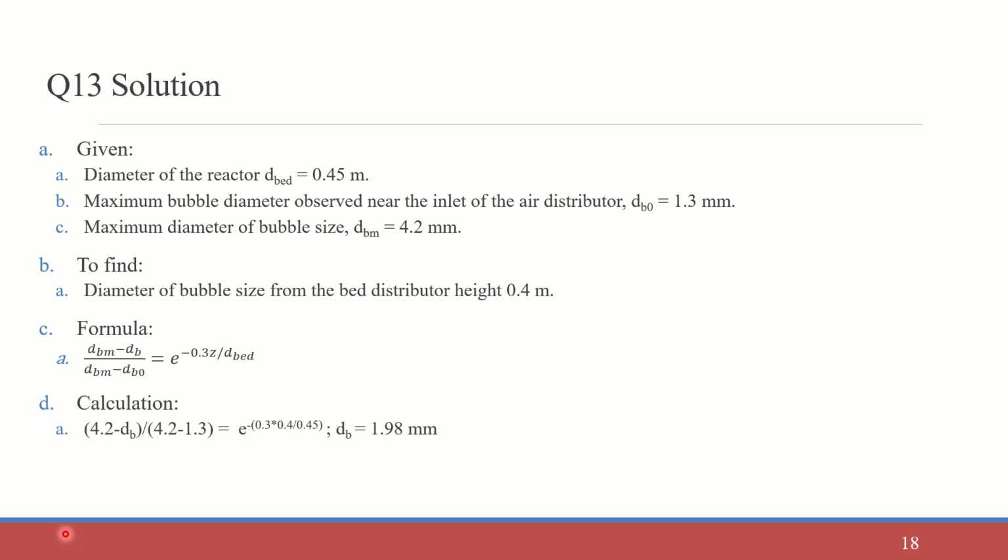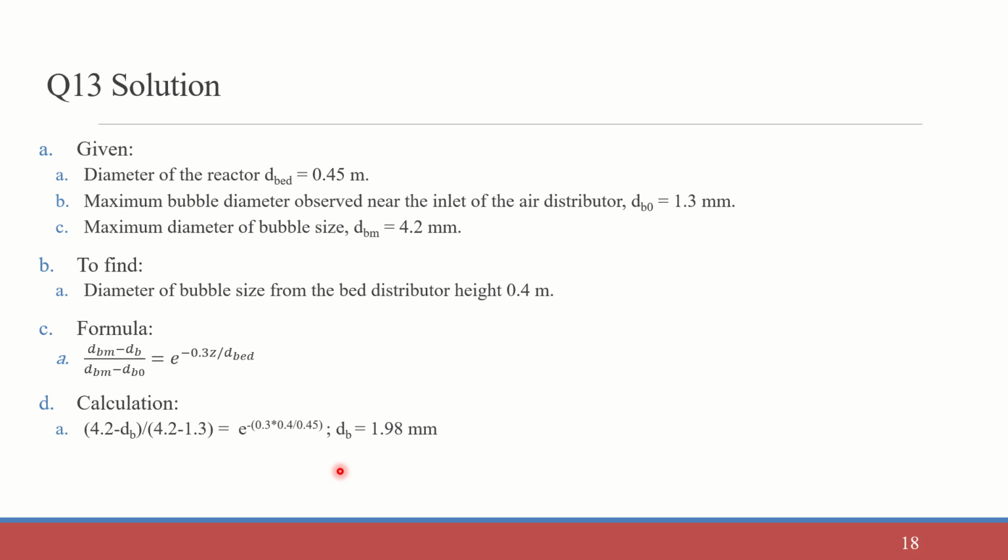So we'll substitute these things. dBm we know as 4.2 mm, and dB we need to calculate, divided by 4.2 minus 1.3, that is dB naught is 1.3, is equal to e to the power of minus 0.3 into Z, the height at which we are asked to find the diameter of the bubble, so 0.4 divided by 0.45, the diameter of the bed. From this we are getting 1.98 mm, which is rounded off to 2. Some calculation points would be missed out over here.